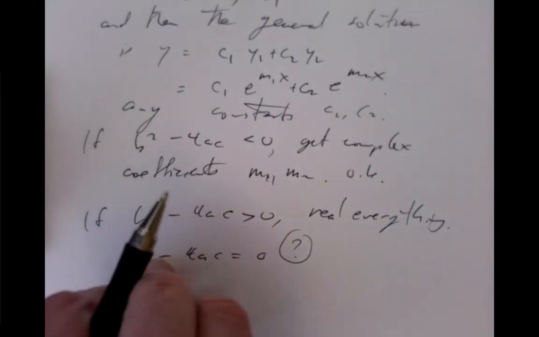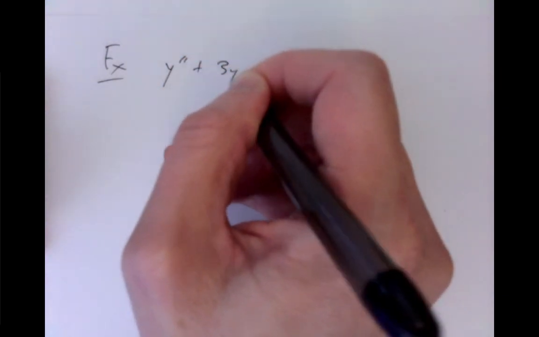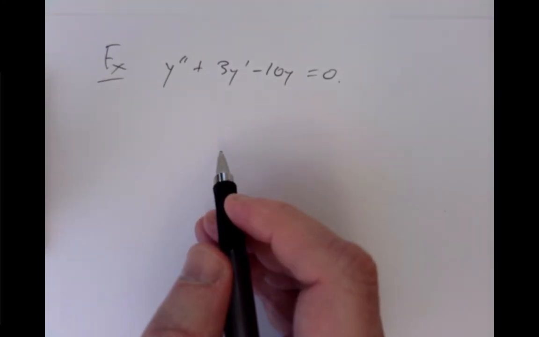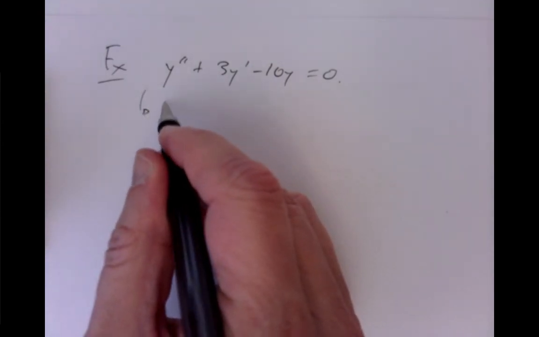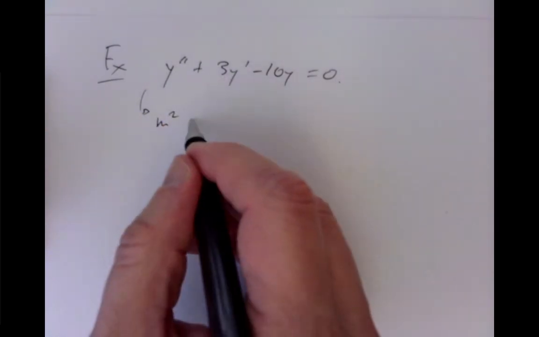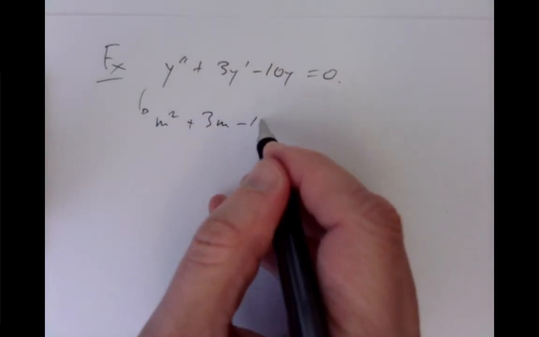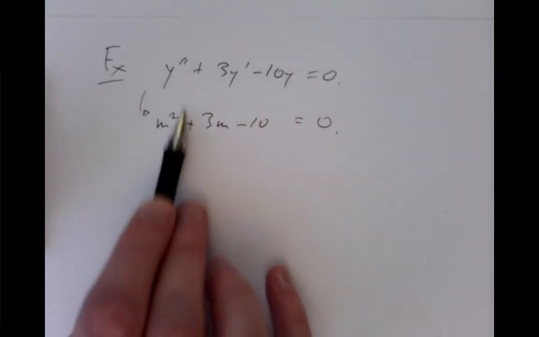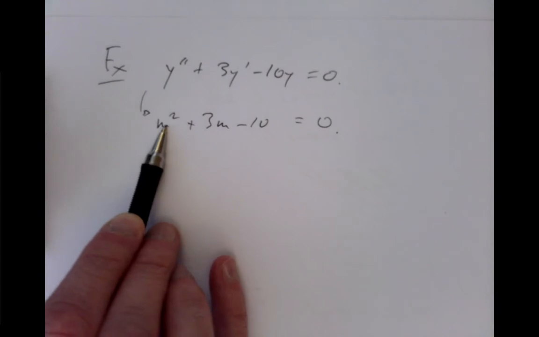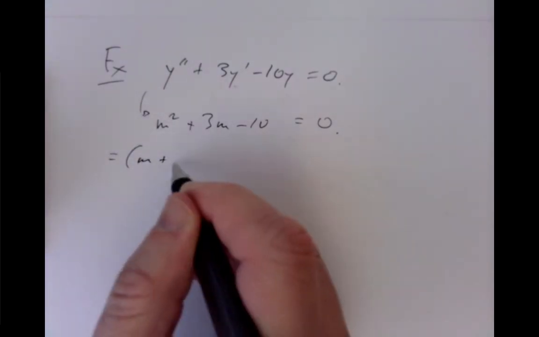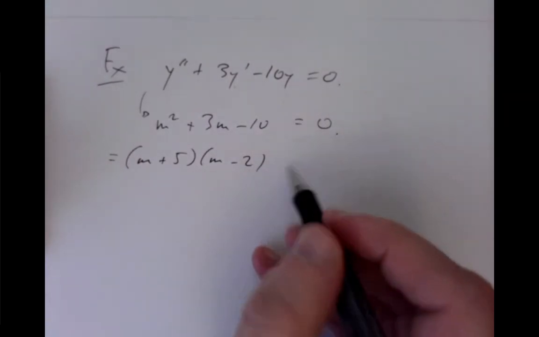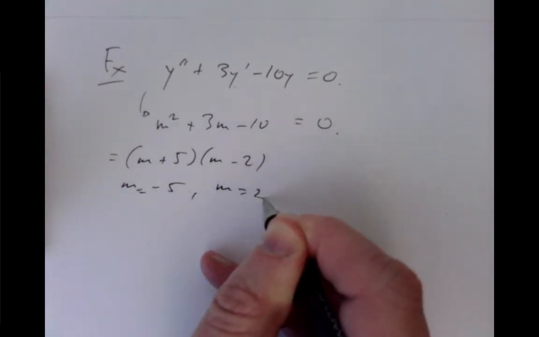Let's see how we do this with a simple example. So the general theory is to try the exponential functions and just see what happens. We know that if we started with an example like y double prime plus 3y prime minus 10y is 0, then we could write the associated auxiliary equation by changing y's to m's and derivatives to powers. Note that the y's went away. So two derivatives of y gives two powers of m, one derivative of y gives one power of m, no derivatives of y gives no m's at all. And then we can factor that into m plus 5 times m minus 2, I hope. And so we get m is minus 5 and m is 2 as the two possibilities.